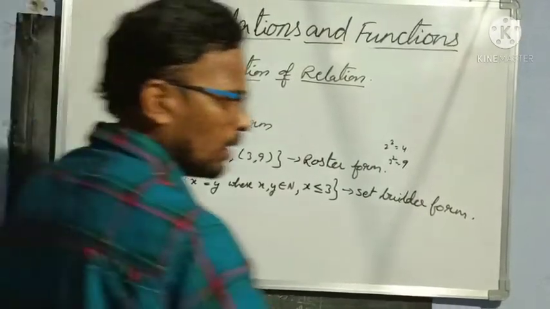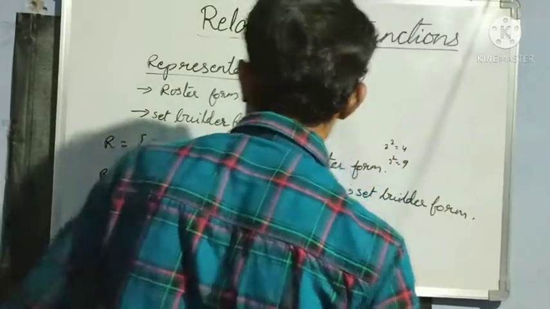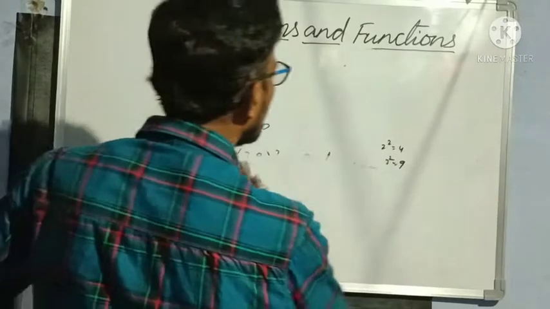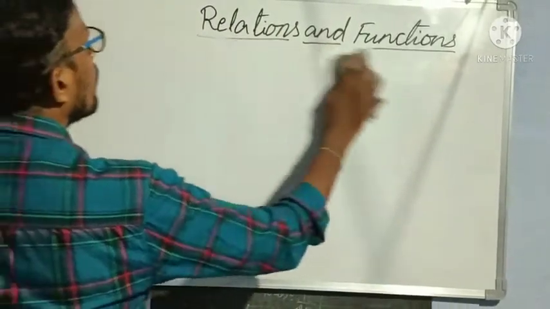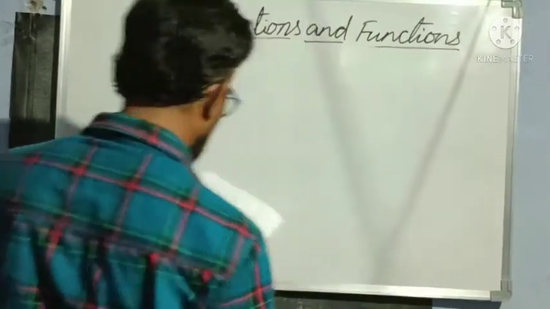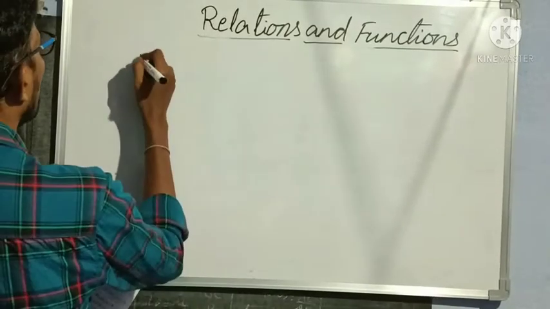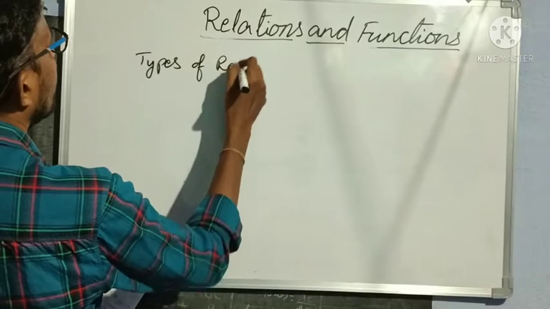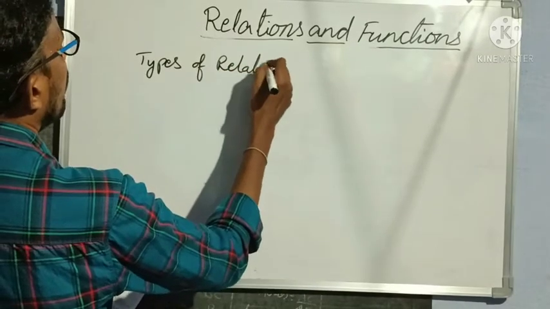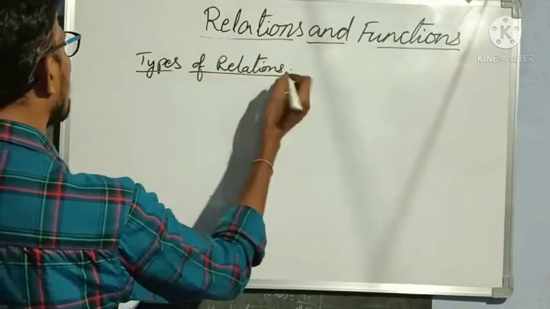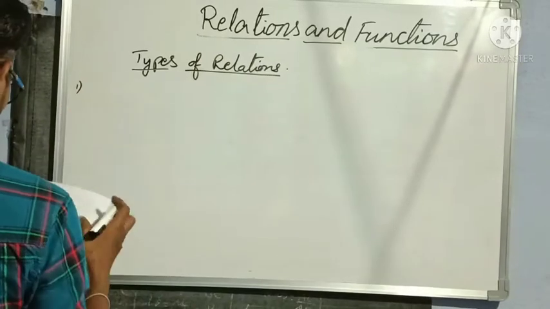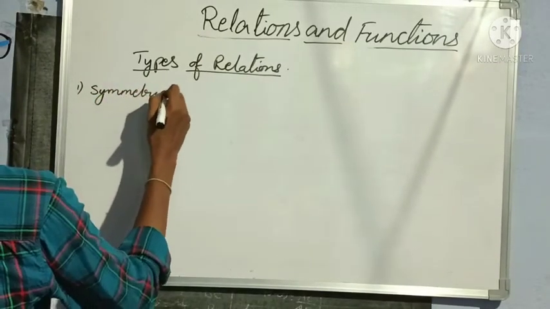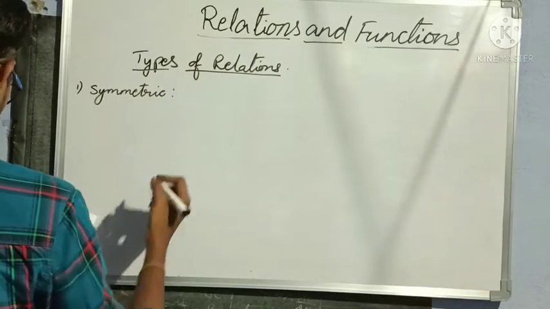Okay, and we have one more last concept, that is types of relations. Very, very important. Let us understand that. Only last concept in our today's topic, types of relations. So how many types of relations are there? So first type of relation is symmetric. What is the meaning of symmetric?